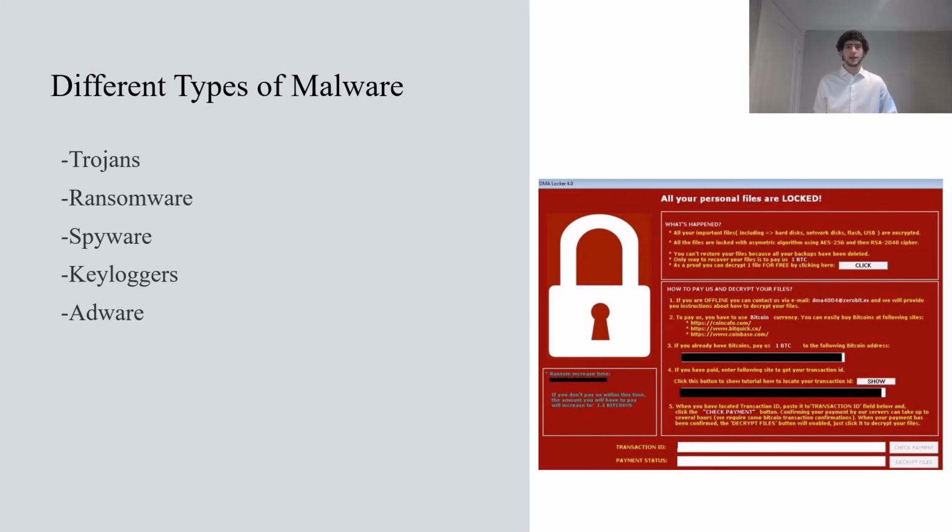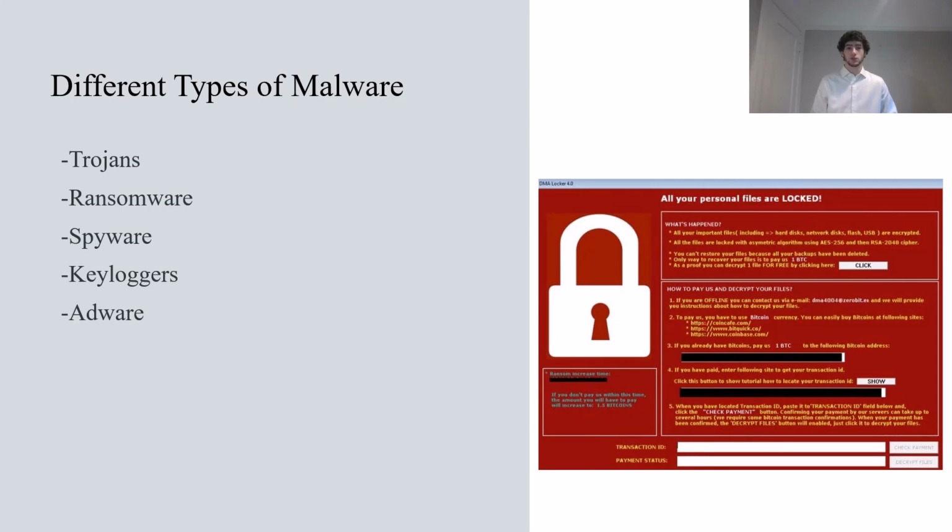So there's a few different types of malware which can affect your computer. These can be accidentally downloaded when you download files from the internet, for example, if you download pirated software, or if a legit software vendor got hijacked. These include Trojans, ransomware, spyware, keyloggers, and adware.